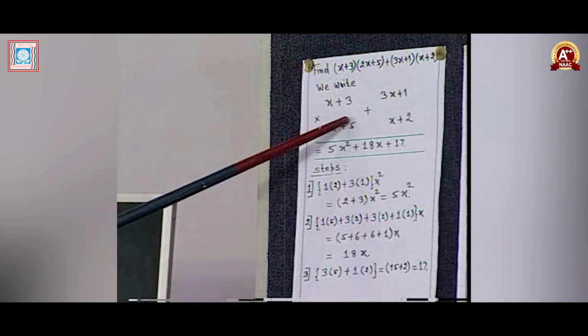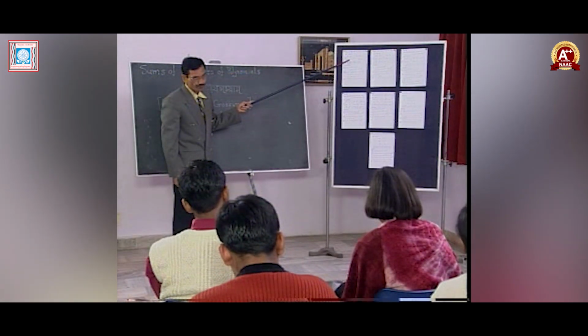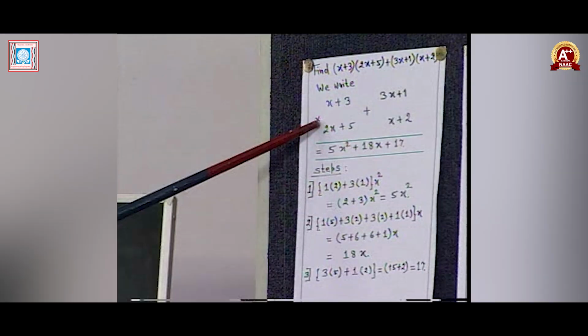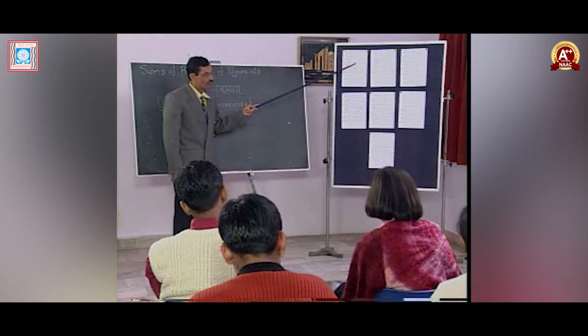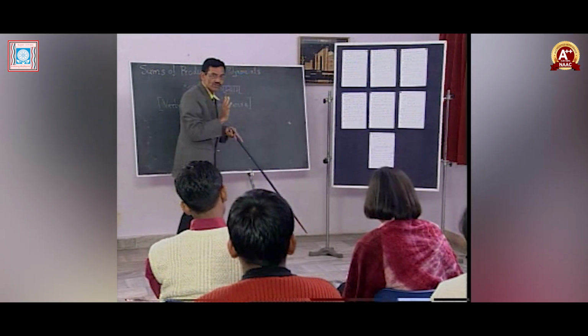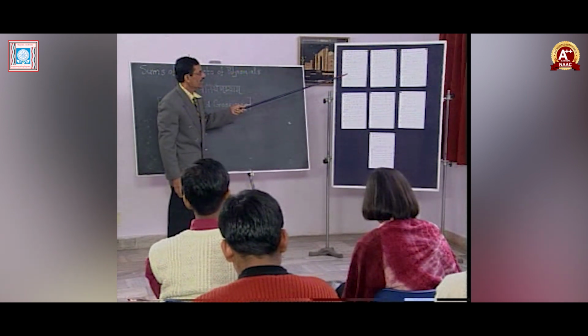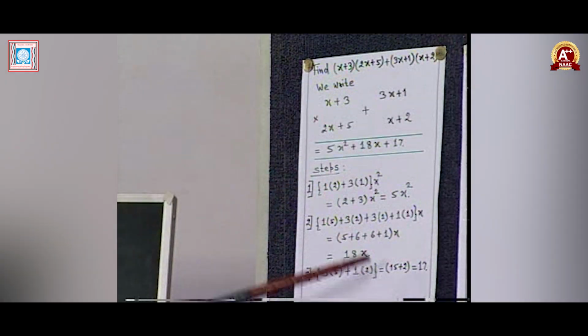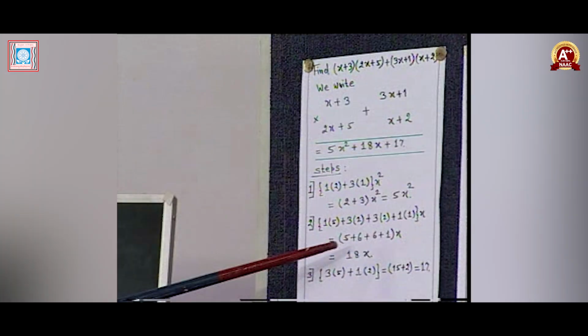Now we come to the first cross. In the first pair, 1 into 5 plus 3 into 2, then plus 3 into 2 plus 1 into 1. Why are we taking the crosses like this? Because we want to get the coefficient of x. From the first term it is 5 plus 6, and from the second term it is 6 plus 1. We add them. So finally we get 5 plus 6 plus 6 plus 1, x, that is equal to 18x.